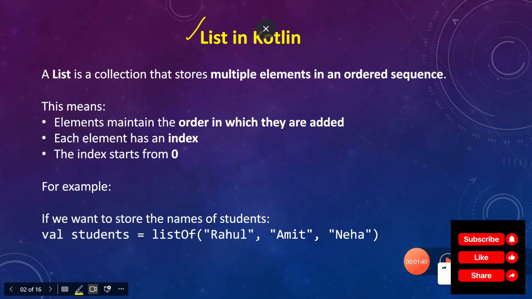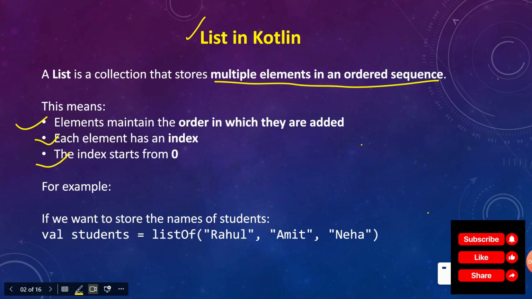A list is a collection that stores multiple elements in order, in sequence. This means elements maintain the order in which they are added. Each element has an index. The index starts with 0. In the previous episode we saw that arrays start from 0. In a similar way, a list has an index and the index starts from 0.